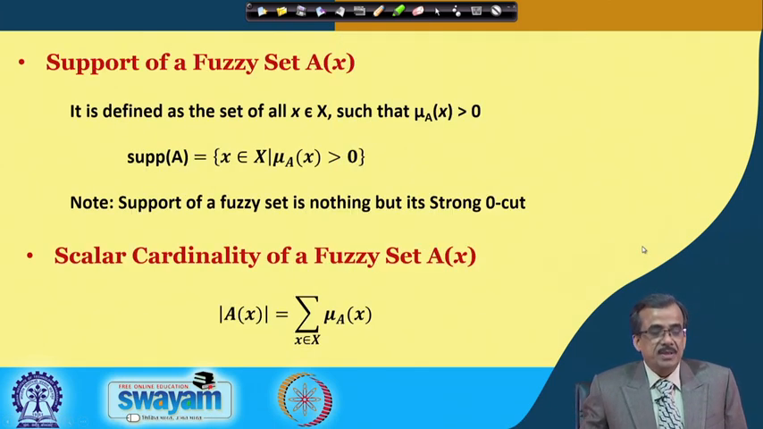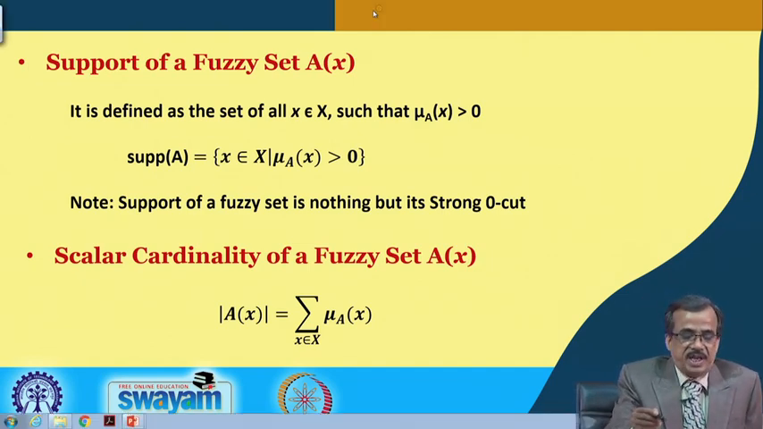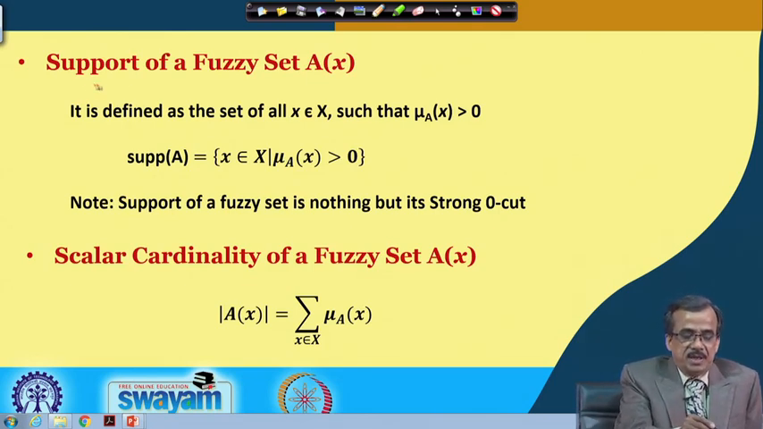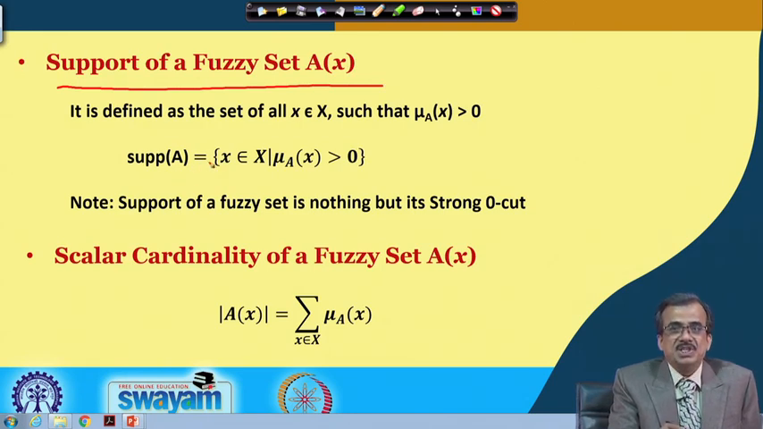Now, we are going to define another term, and that is known as the support of a fuzzy set. Let us see what we mean by the support of a fuzzy set. By definition, the support of a fuzzy set A(x) is nothing but the set of x belonging to the universe of discourse, that is capital X, such that mu A(x) is greater than 0. So, this is what we mean by the support of a fuzzy set.